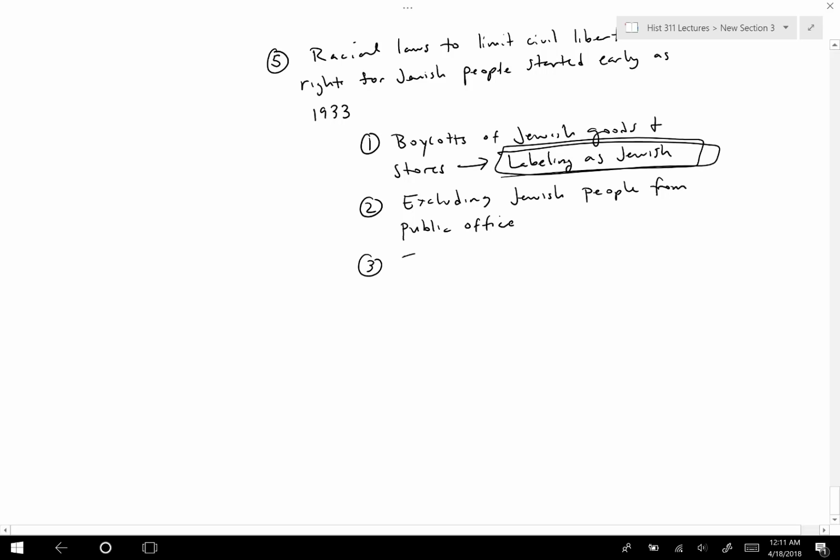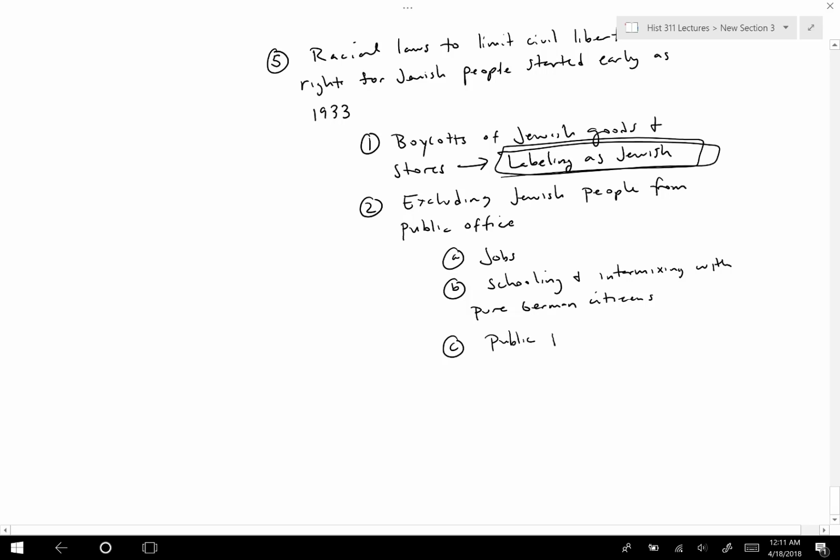So part of the other would be not only public office and boycotts, but then it was that they were excluded from certain jobs, certain schooling, and intermixing with pure German citizens, as it was seen. Public places were limited, things like that. So it wasn't all at once. It was this slow process of slowly taking away things, being able to label and find, taking away from public office, and then jobs and schooling, and things like that.